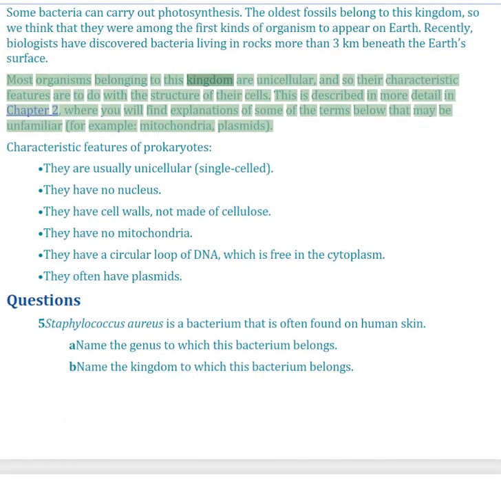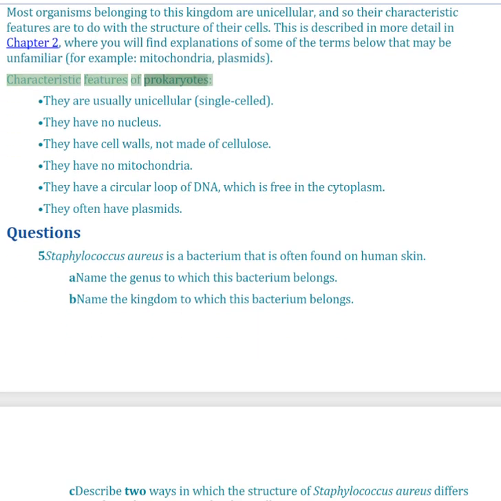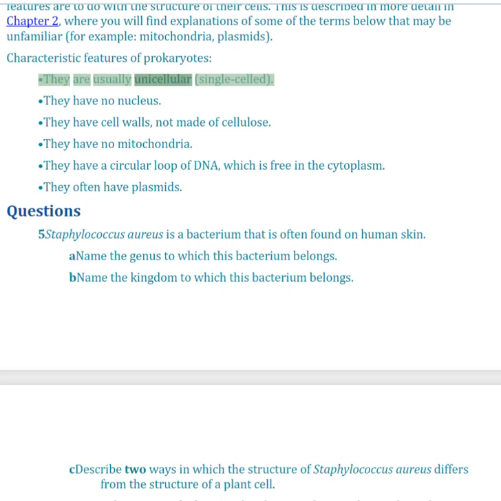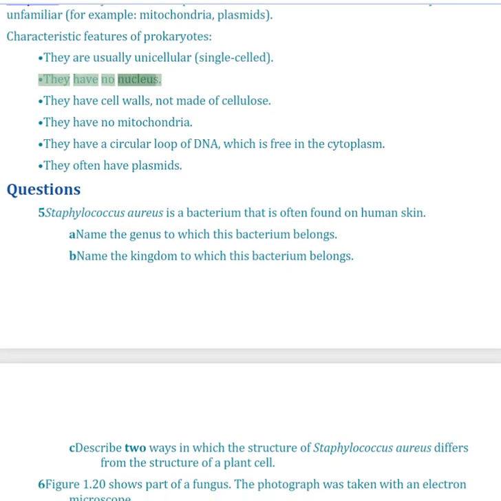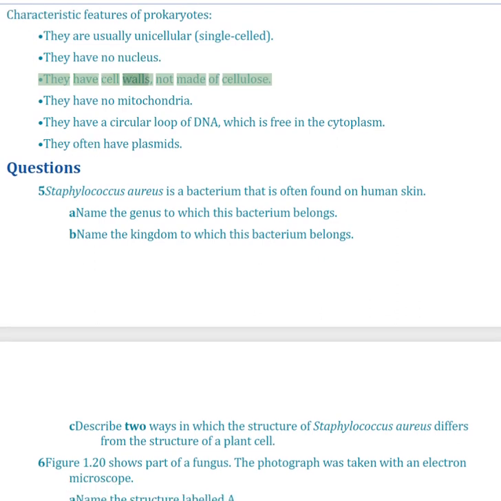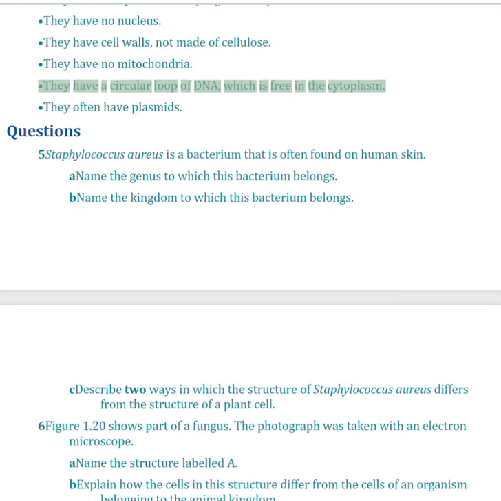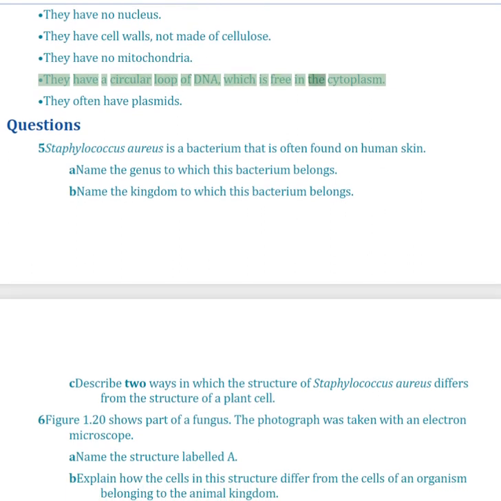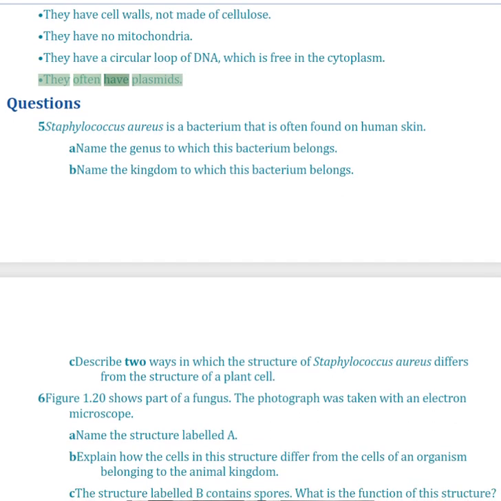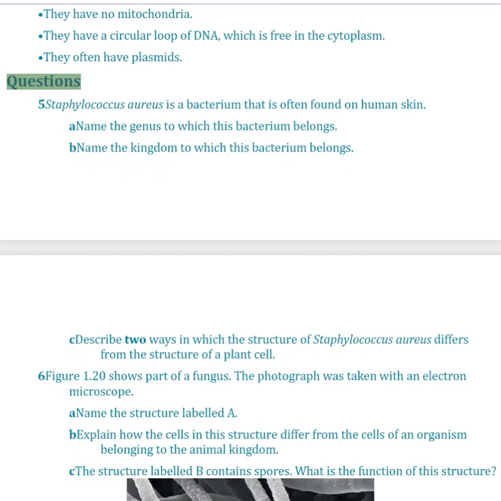Most organisms belonging to this kingdom are unicellular, and so their characteristic features are to do with the structure of their cells. This is described in more detail in Chapter 2, where you will find explanations of some of the terms below that may be unfamiliar. Characteristic features of prokaryotes. They are usually unicellular. They have no nucleus. They have cell walls, not made of cellulose. They have no mitochondria. They have a circular loop of DNA, which is free in the cytoplasm. They often have plasmids.